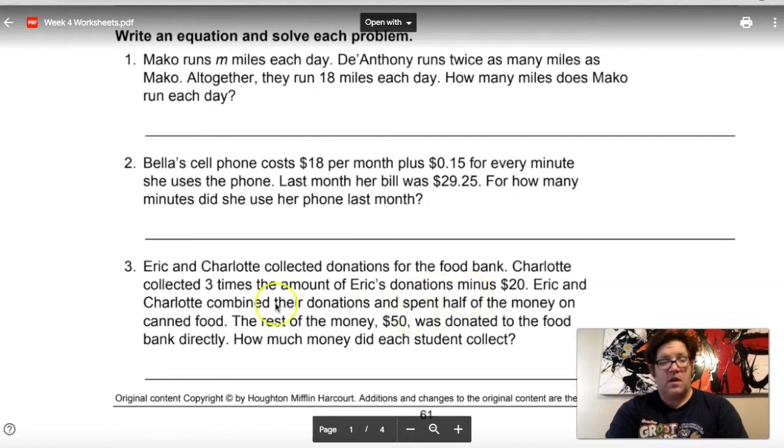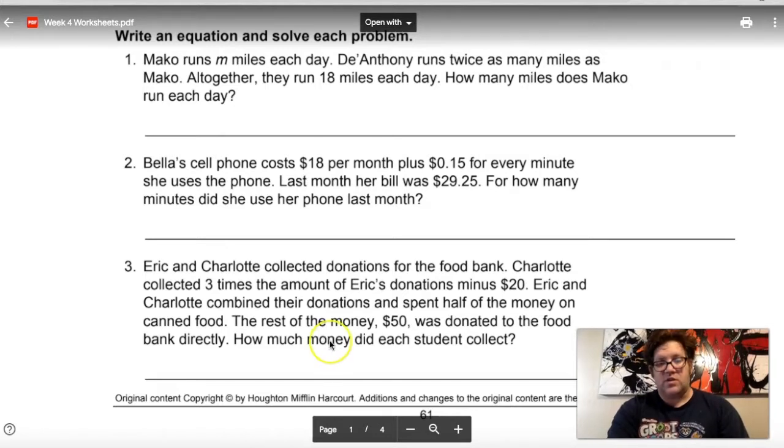Okay. Eric and Charlotte combined their donations. So combine means add. So they added their donations together and spent half of the money on canned food. Okay. The rest of the money, $50, was donated to the food bank directly. How much money did each student collect?